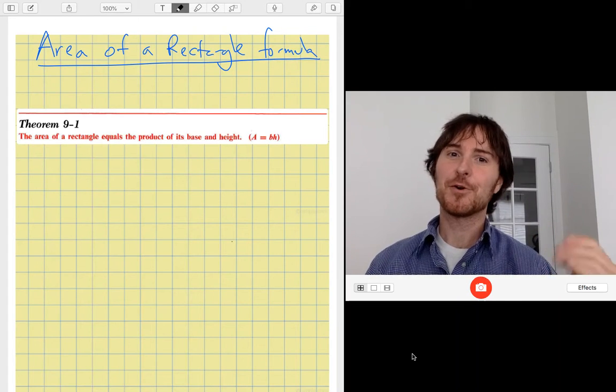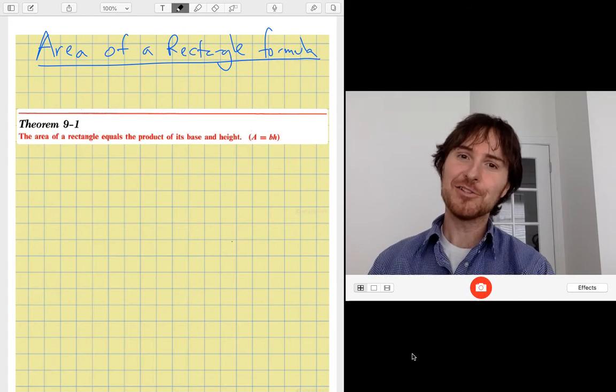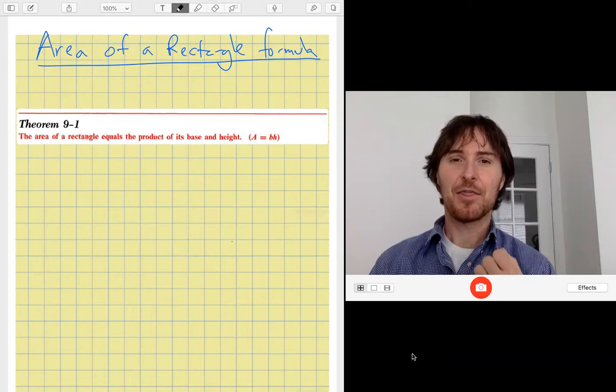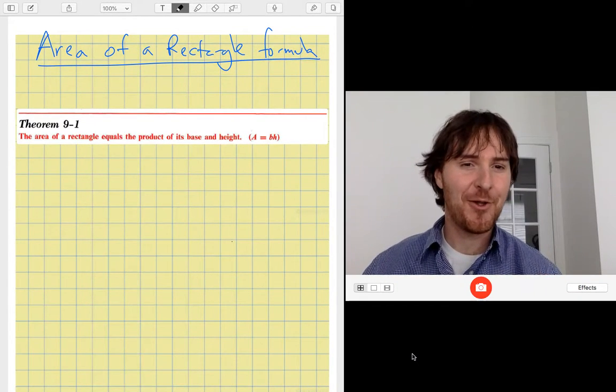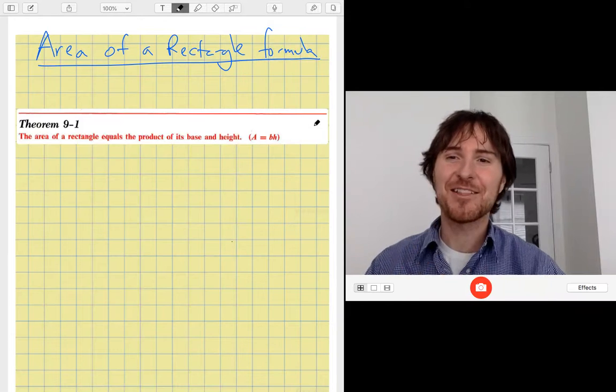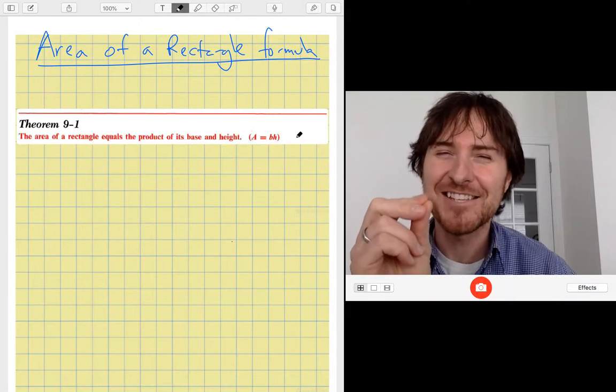All right, at first we are born, we get held in our parents' arms, and then we begin to move around on the ground a little bit. Maybe we're not quite crawling yet. We're kind of moving around on the ground. And that's what I like to think about the area of a rectangle formula.